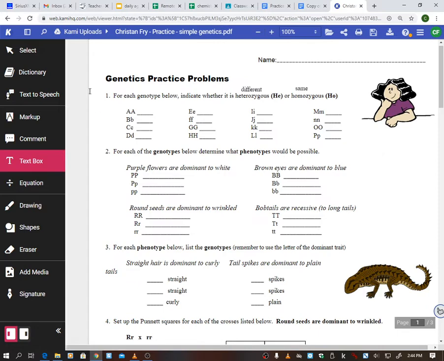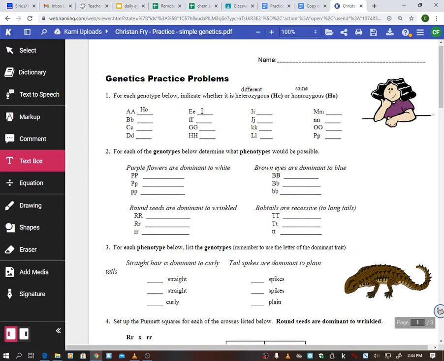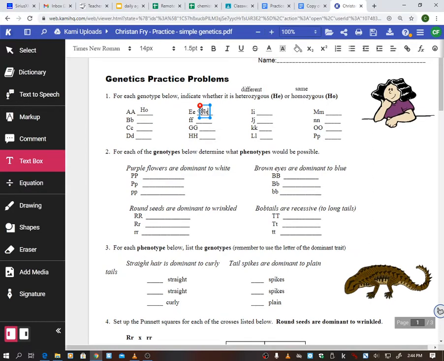Now obviously there's two A's. All the letters here are the same letter, but do they look alike? So for this one I have two capitals, so that is the same. So I would write an HO there for homozygous. Now if I look at these E's, a capital E and a lowercase e, they are different. So we're looking at heterozygous.